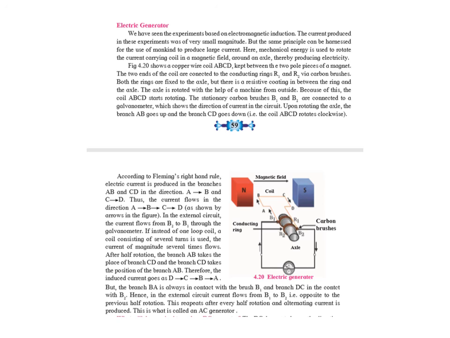Because of this arrangement, the branch of the coil going upward is always in contact with one brush and the branch going downward is always in contact with the other brush. Hence, the direct current flows in only one direction in the external circuit. This is why this generator is called a DC generator.